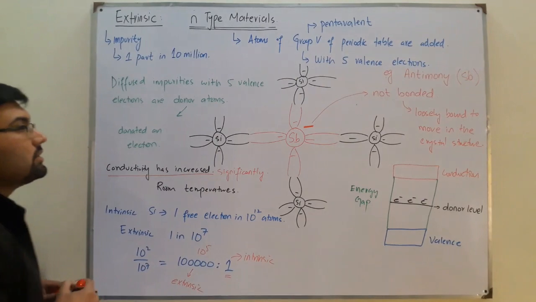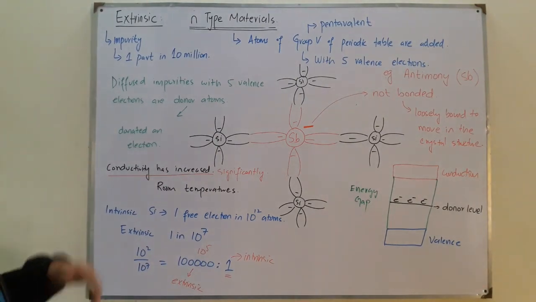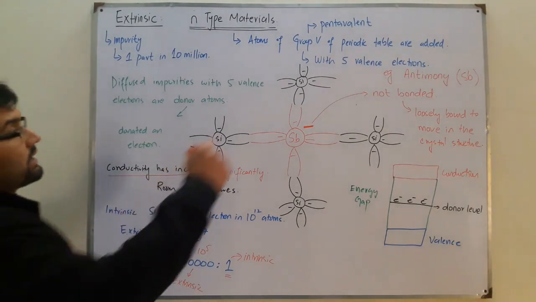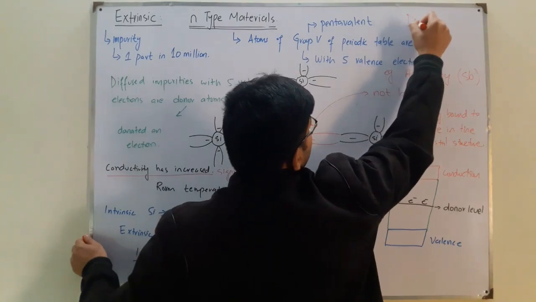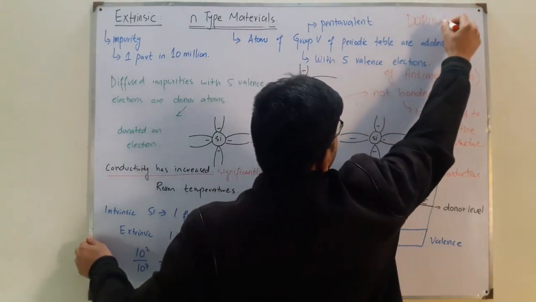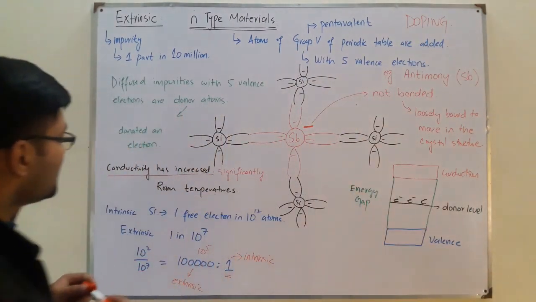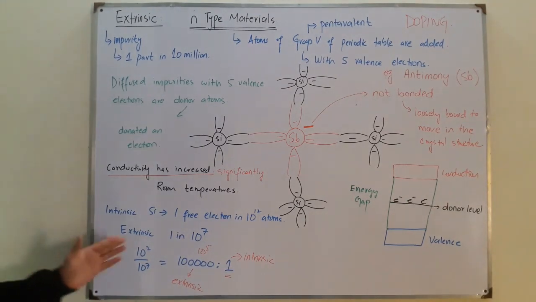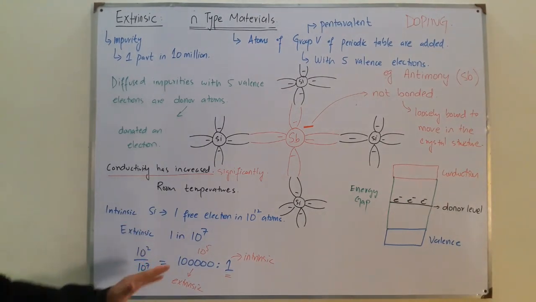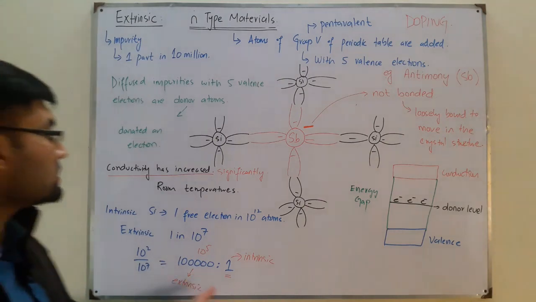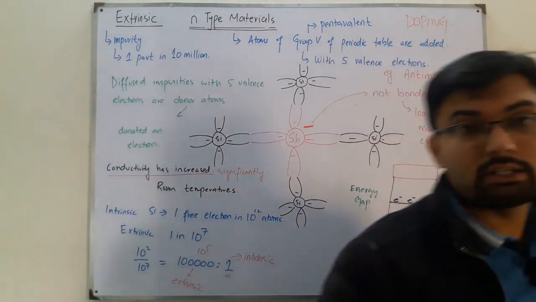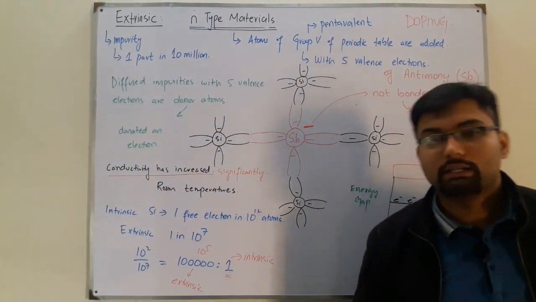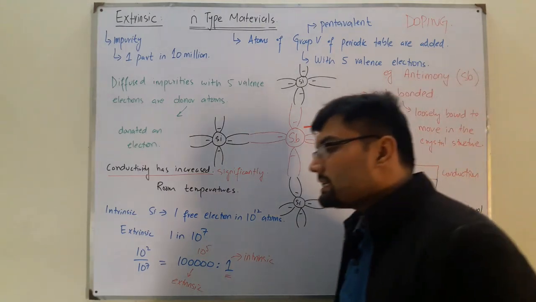Isn't it so? We told you that this addition of impurity is called doping. We said it in the introductory video. So by doping, we have changed the electrical properties of the semiconductor. It was not conducting, with only one electron. And now, the number of electrons has increased, so the conduction will definitely increase. That's all about the n-type material.